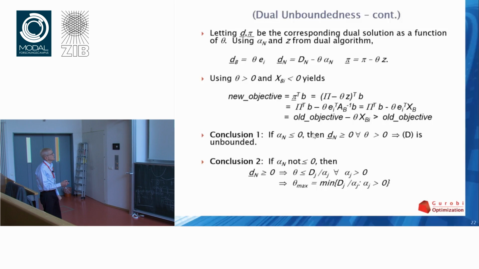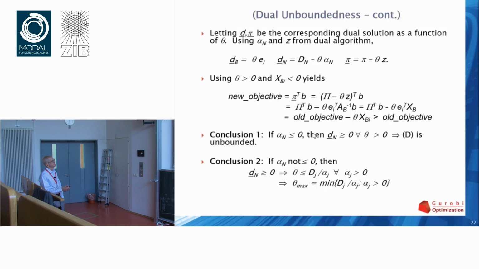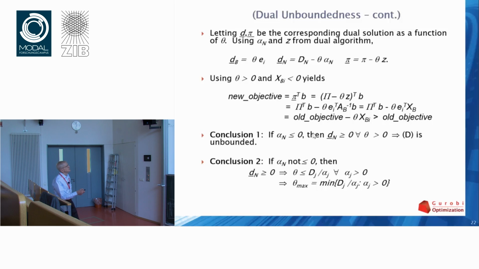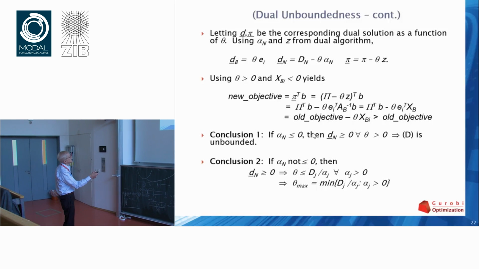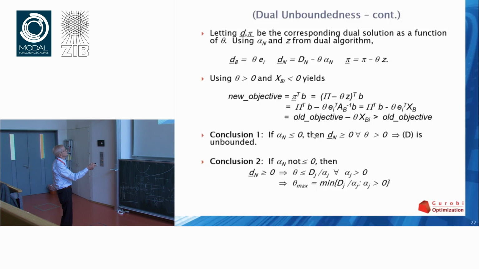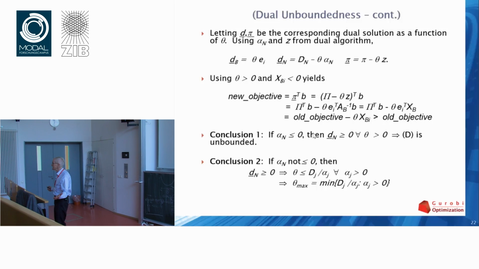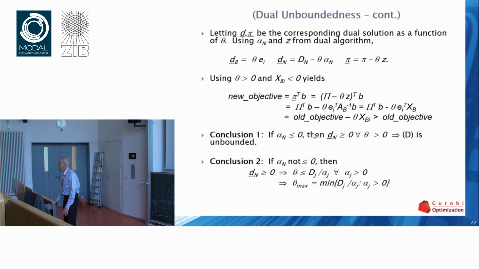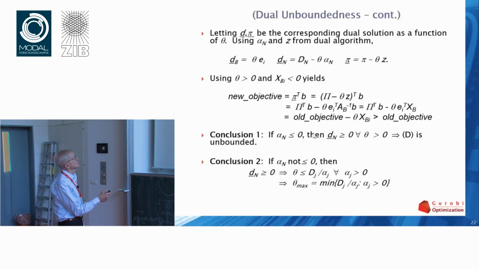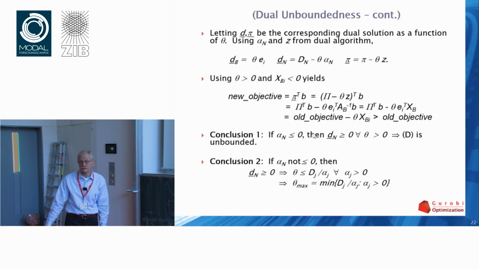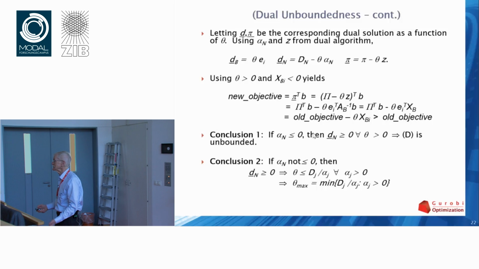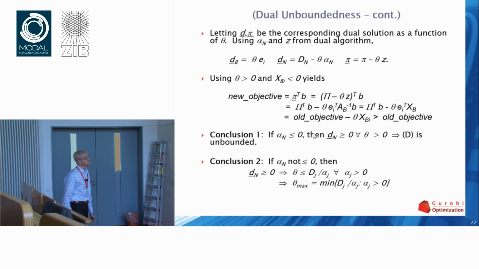If every component was less than or equal to 0, we claimed that it was unbounded. Well, as you can see here from this formula, if theta is less than or equal to 0, then dN stays non-negative for all values of theta, making theta arbitrarily large, so it preserves dual feasibility and makes the new objective arbitrarily large, so the problem's unbounded.